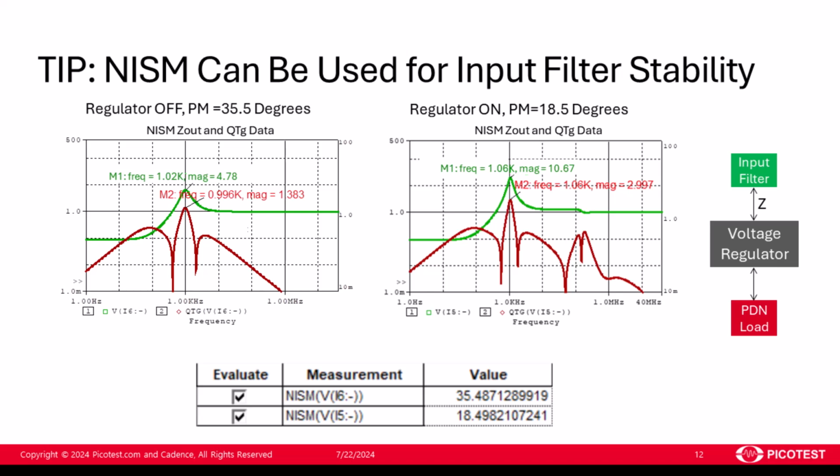The plot on the left shows an input filter design on the LM20143 regulator that has a high impedance at 1 kHz and a 35.5 degree stability. However, turning the regulator on with this input filter shows how the active negative input resistance of the regulator reduces the stability down to 18.5 degrees.